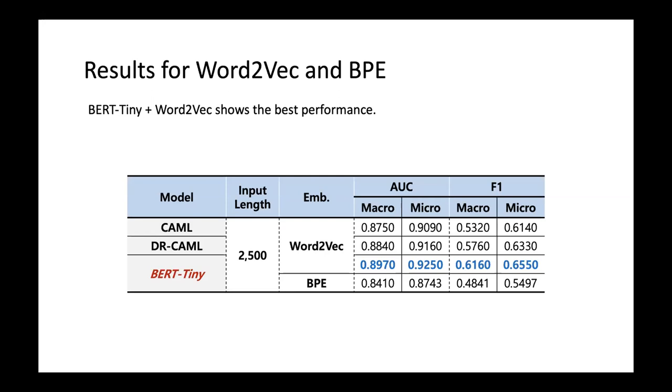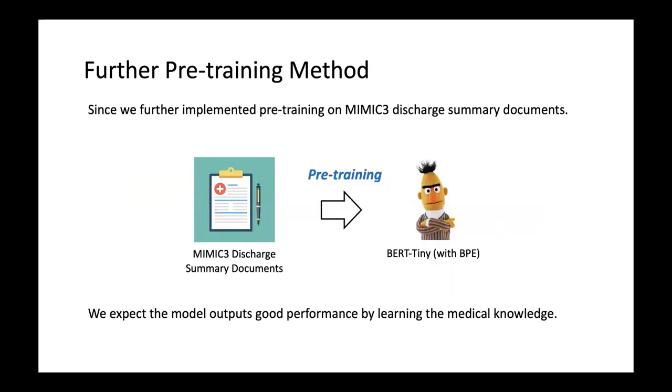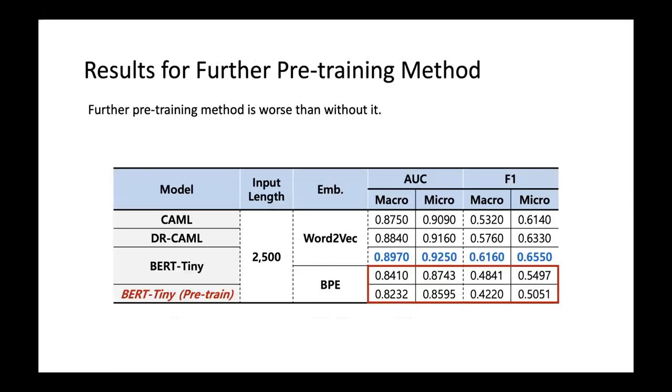That's a pretty significant improvement in the F1 score. Okay, cool. Please continue. So we also implemented further pre-training on Mimic3 discharge summary documents. We expected the model to perform well by learning the medical knowledge. But the pre-trained method is worse than without it.